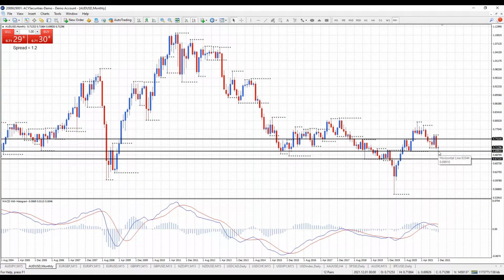If we break that level, my longer term target is this old monthly area of support at 67.22. Okay, so time will tell if we can get down there over the next month or two. But if we have a further test of 69.91, if that breaks, that's the next area to target. So trend is down, lower tops and bottoms, MACD is crossed down.